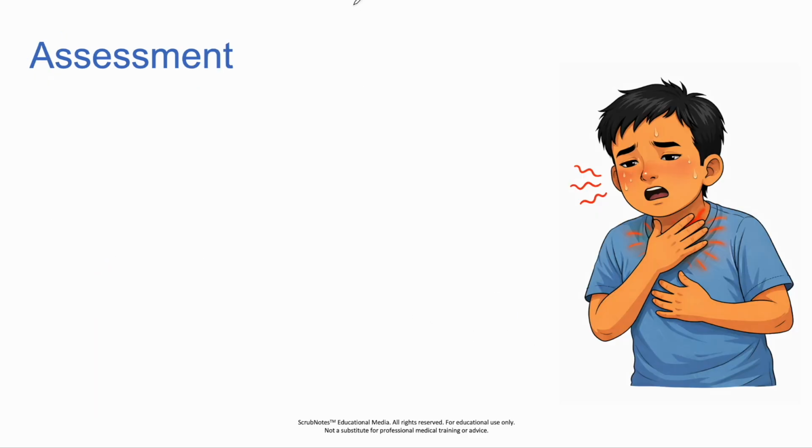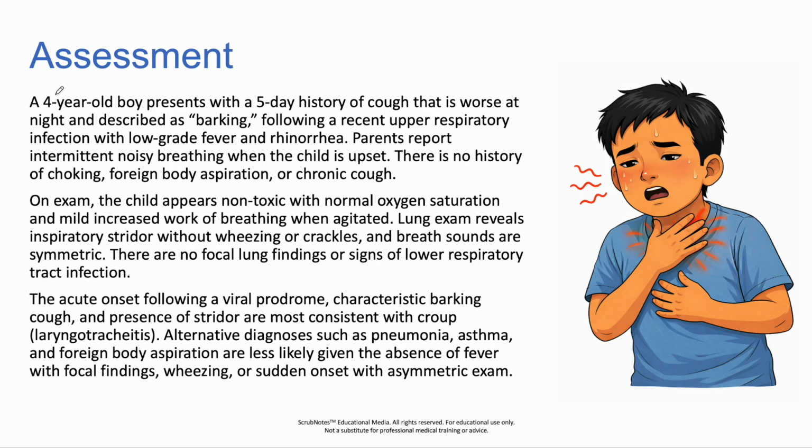Okay, let's put everything together into an assessment. We have a 4-year-old boy who presents with a 5-day history of cough that is worse at night and described as barking, following a recent URI with low-grade fever and rhinorrhea. His parents report intermittent noisy breathing when he's upset. There's no history of choking, foreign body aspiration, or chronic cough.